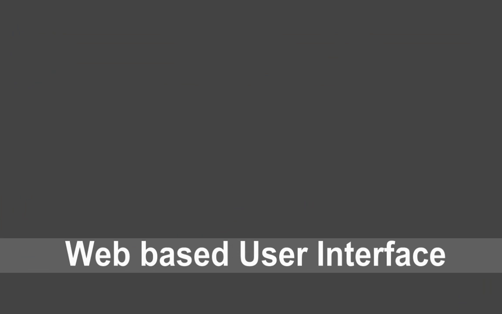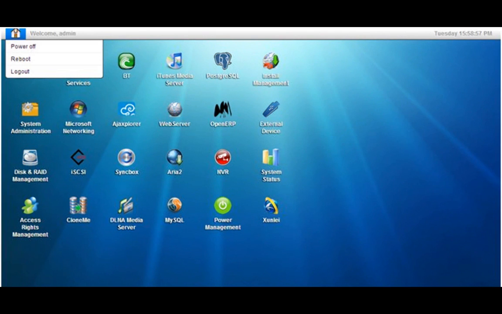Web-based user interface. Main desktop. The control panel gives you a familiar desktop interface to work with. Clicking the home icon lets you power off, reboot or log out of the system. Clicking icons opens up a window with settings options contained within them. You can have multiple windows open to multitask.